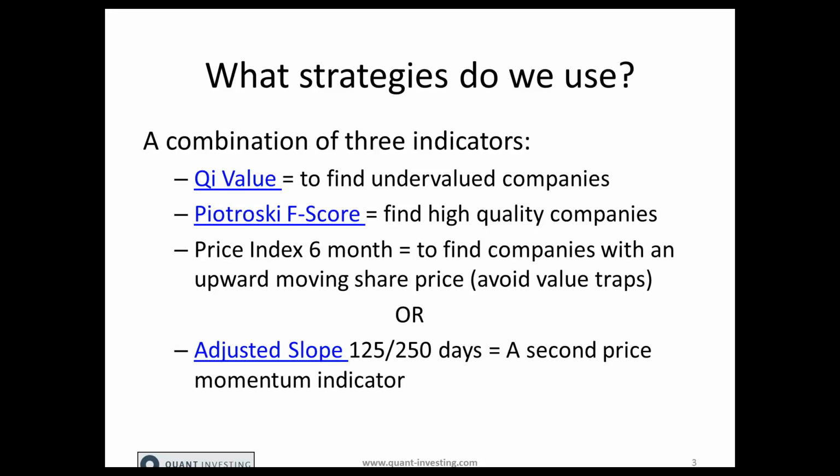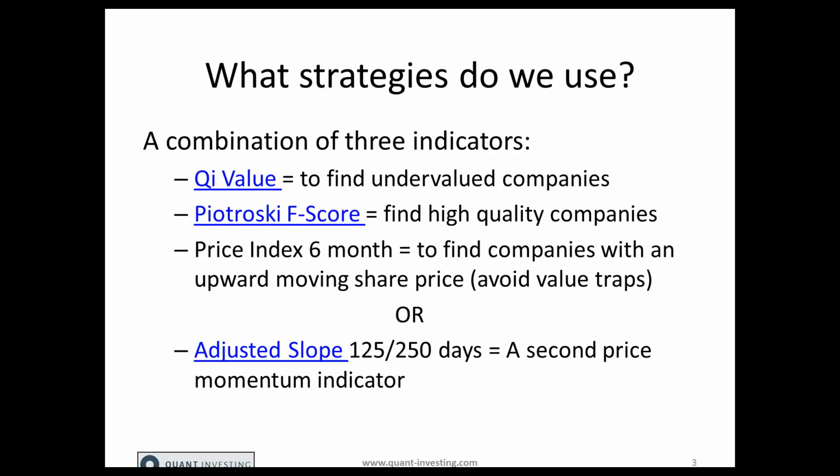And then we use 2 different momentum indicators. We don't use them together, of course. We use them, the one, and then we use the other. Even though they come up with quite a lot of the same companies, there's a few different companies that come up which are always interesting to look at. The first one is price index 6 months. That basically helps you find companies that have met the previous 2 criteria, QI value and the Petrovsky F-score, that have gone up the most over the past 6 months.